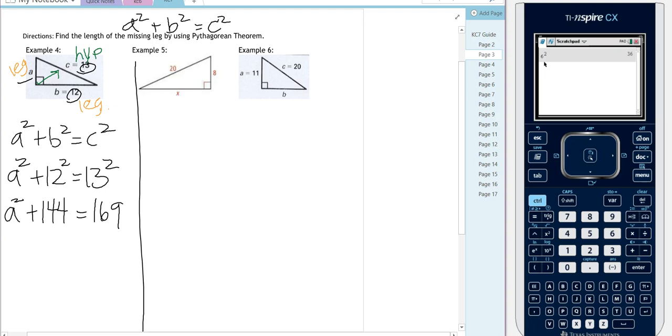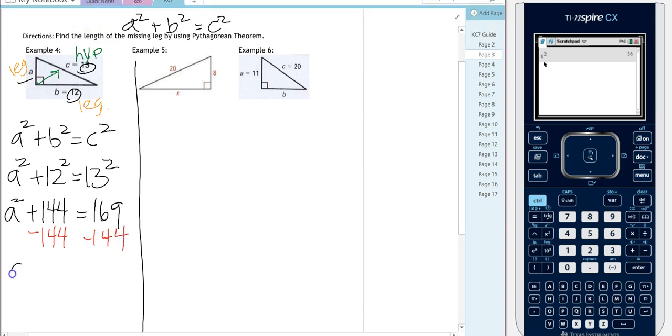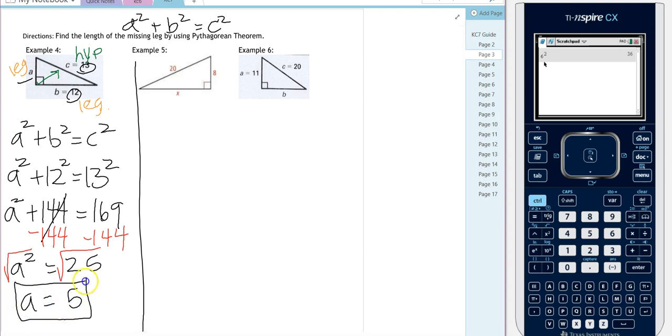All right, we want to get A by itself, so the way that we isolate that A first is to do the opposite and subtract 144 over to the other side. Therefore, we are going to have A squared, 144 minus 144 is 0, 169 minus 144 is 25. And then we want to do the opposite, so we're squaring something. That means we have to take the square root. Square root of A squared is A, square root of 25 is 5. So that means our missing leg is 5.